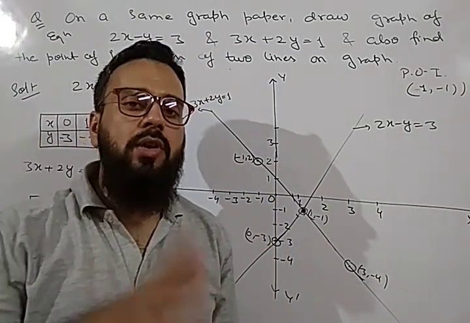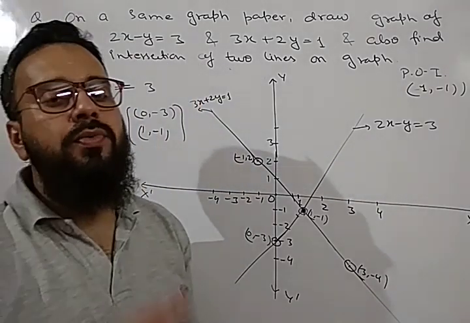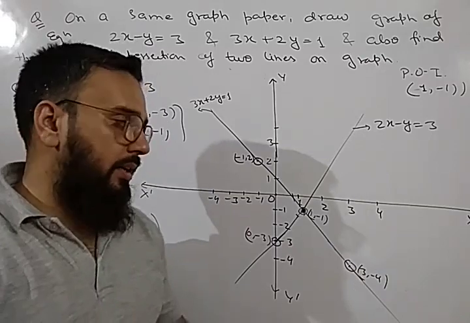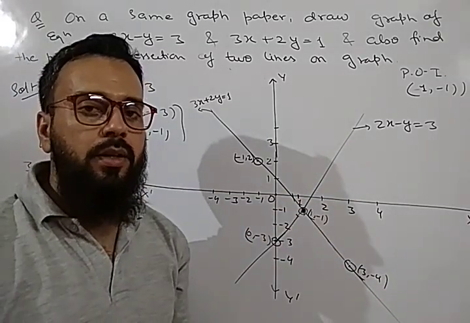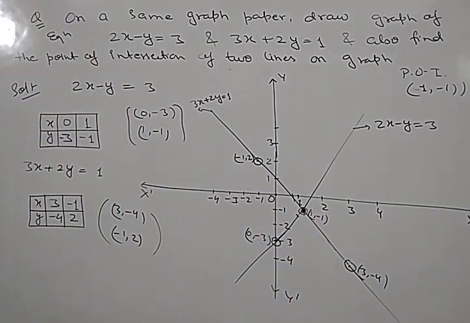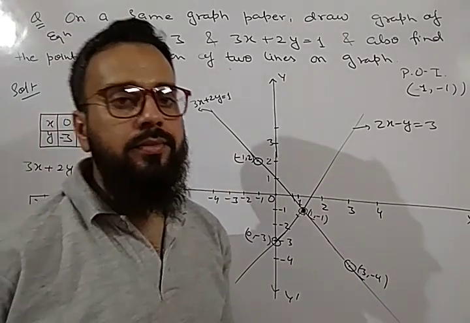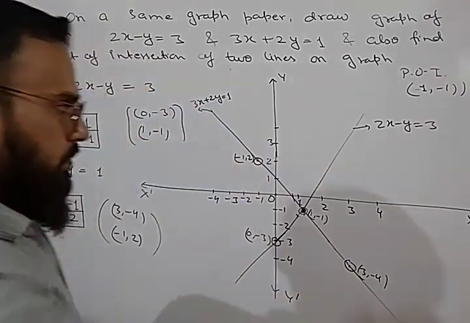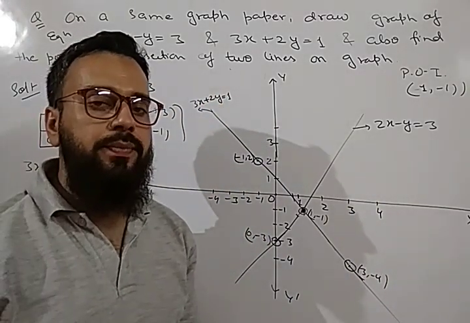So whenever you have to find the point of intersection, or the coordinates of any point on the line, you can obtain that value from the graph paper. Clear? So this is the method to draw the graph of 2 different equations on the same graph paper and to find the value of the point of intersection. So this was the method to draw the graph of any linear equation in 2 variables.